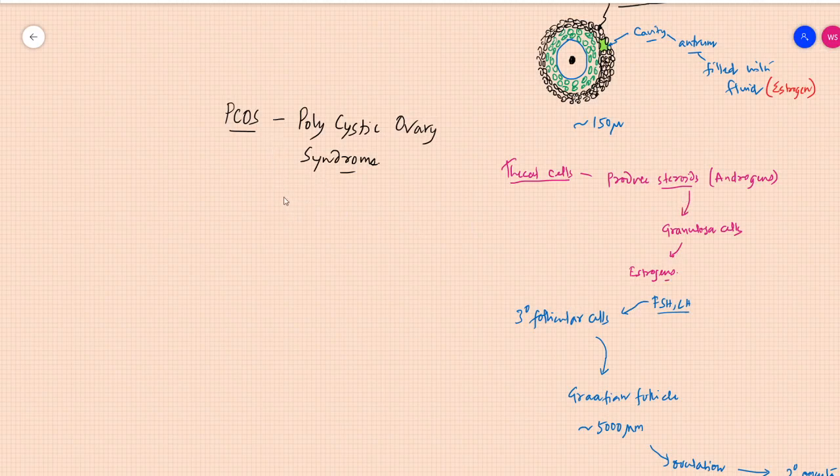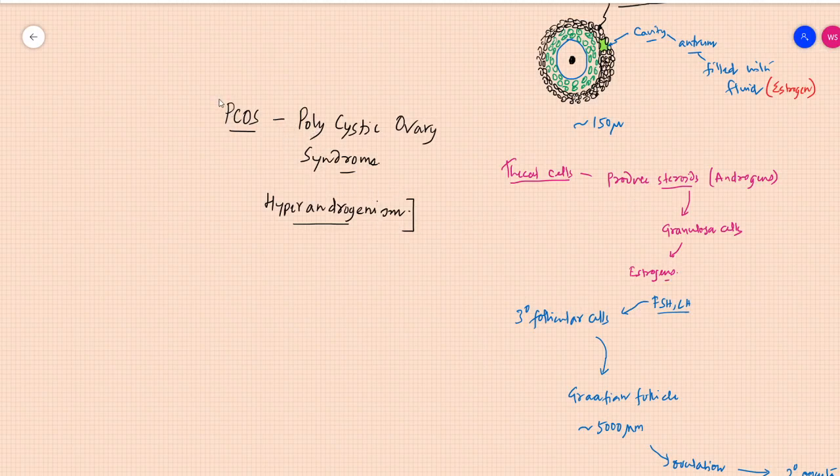So the sign is that there is hyperandrogenism. Okay, so now we know why there is hyperandrogenism. Okay, it's because the thecal cells produce lots of steroids.